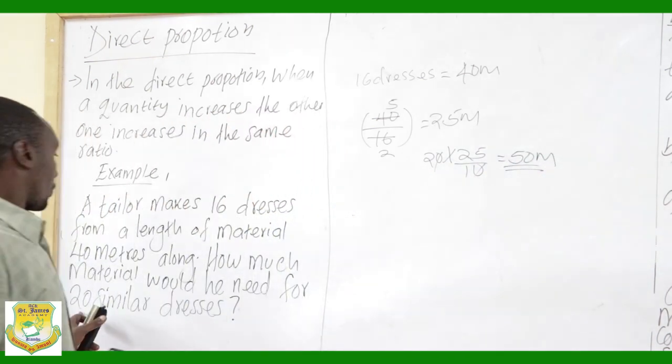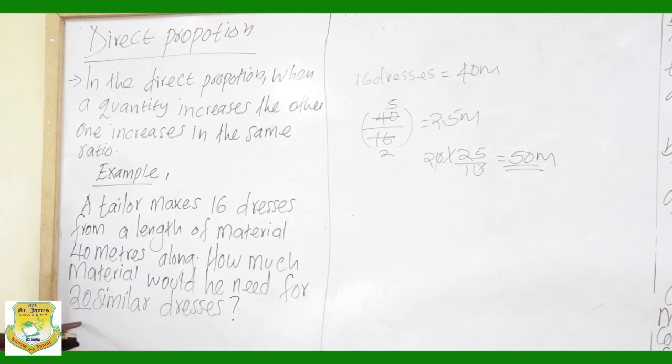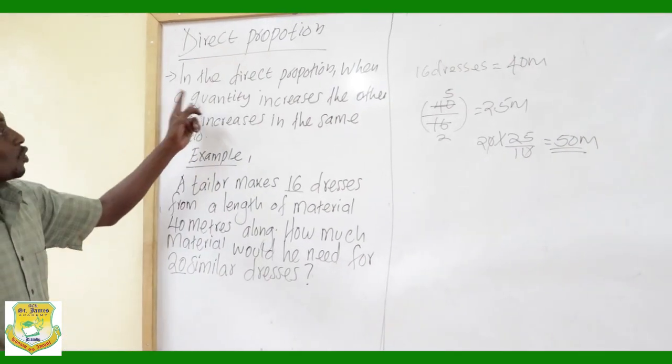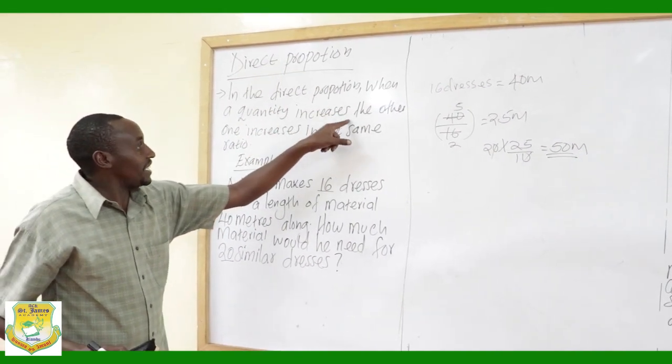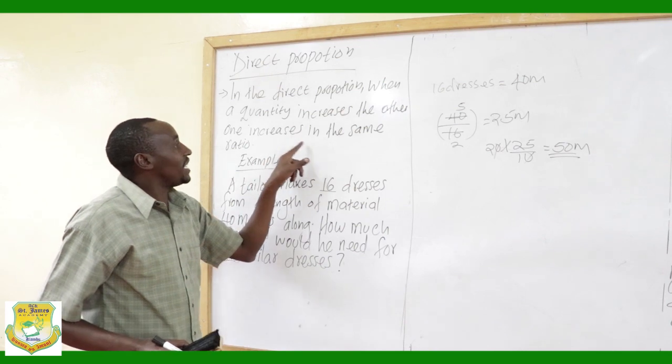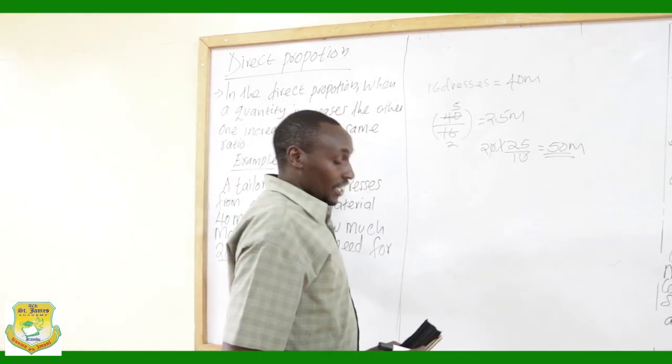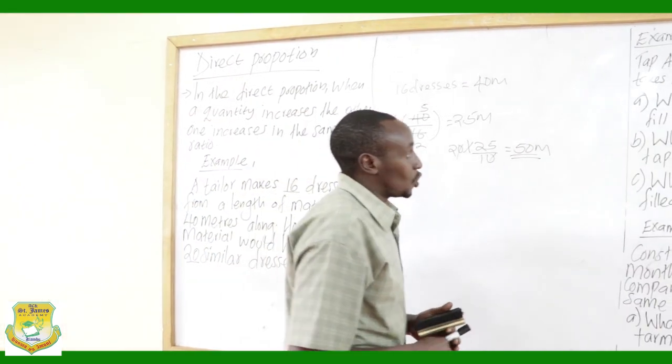So 20 dresses will require 50 meters, while 16 dresses require 40 meters. So the answer is correct, because here we are told that in direct proportion, when one quantity increases, the other one increases in the same ratio. We go to example two.